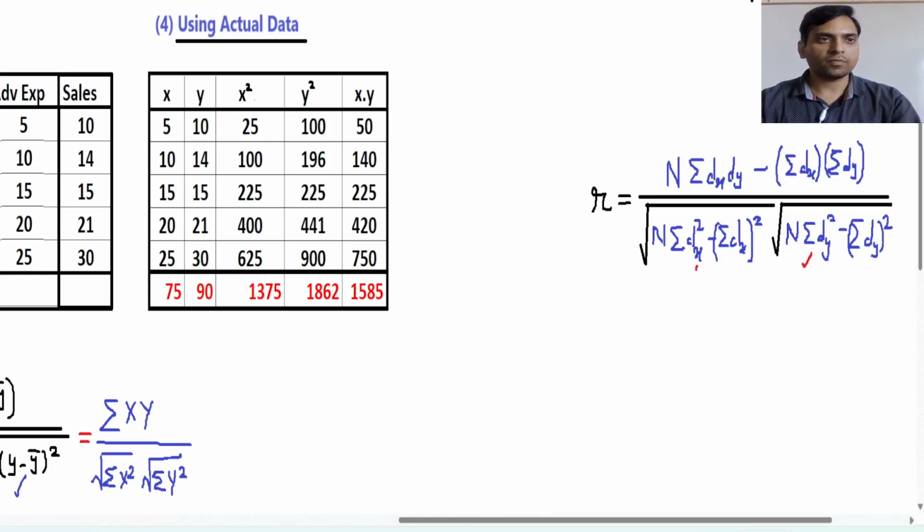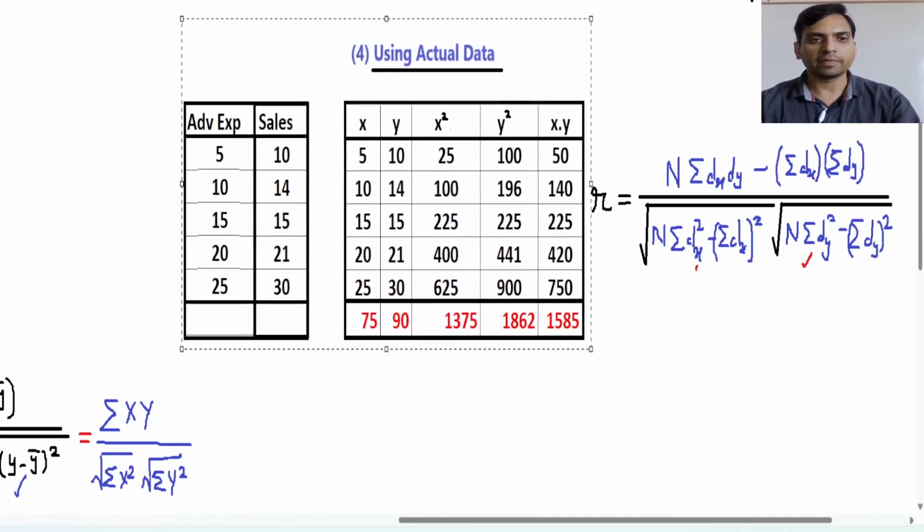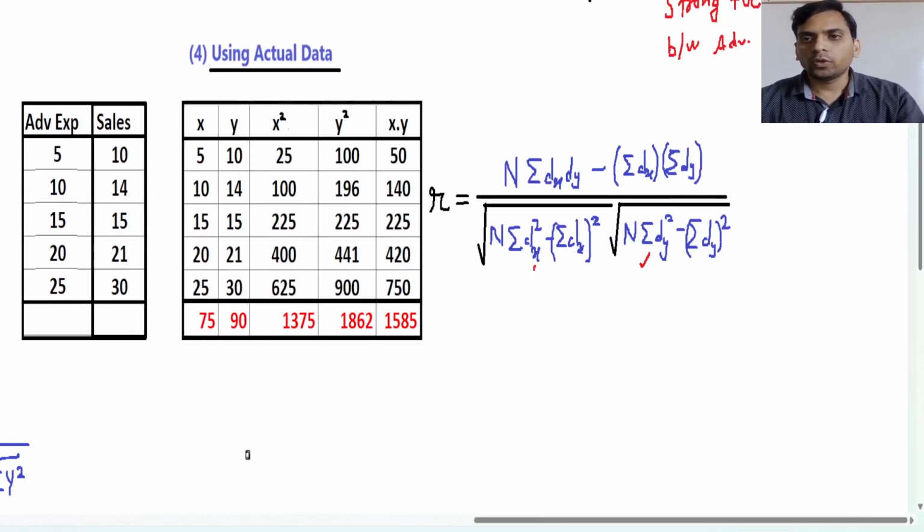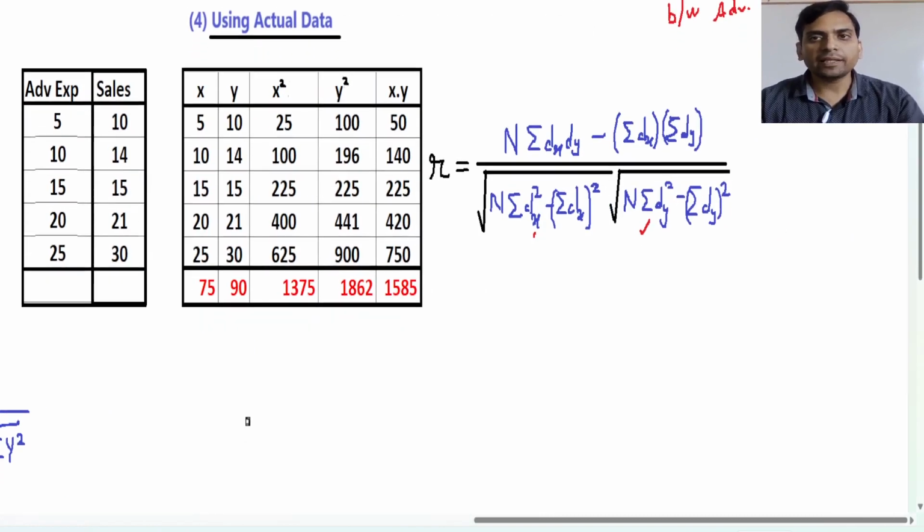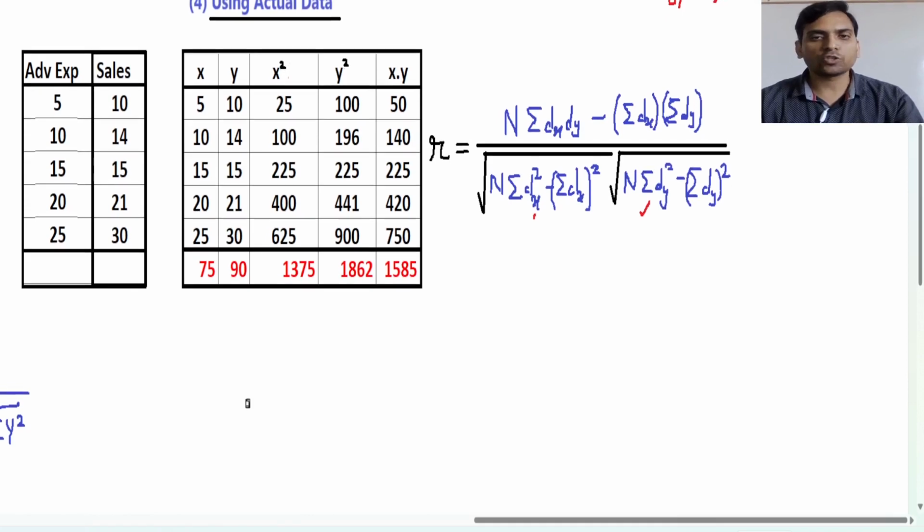So the same question we are solving, which we have solved in the previous method. As the method name is using actual data, actual data means no deviation is required. No deviation is required means no d is required. So we will eliminate all the d's from this formula.